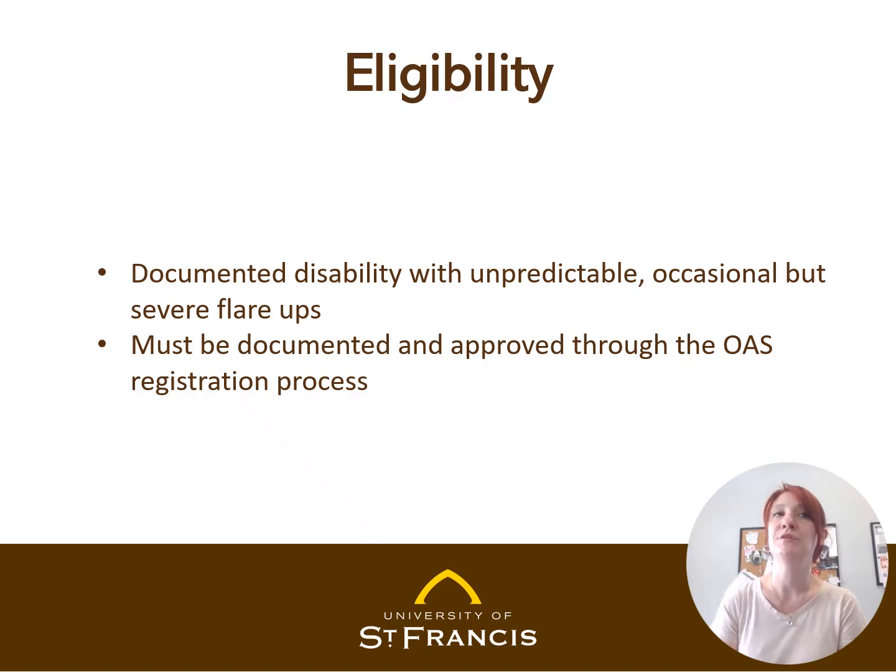In order to be eligible for this type of accommodation, a student has to have a documented disability that is unpredictable and occasionally severe, disrupting their life and therefore their ability to do work and submit it in a timely fashion. If a student has this accommodation approved, it'll be documented through our Office of Accessibility Services and listed specifically in the student's letter of accommodation as an extended deadline accommodation.